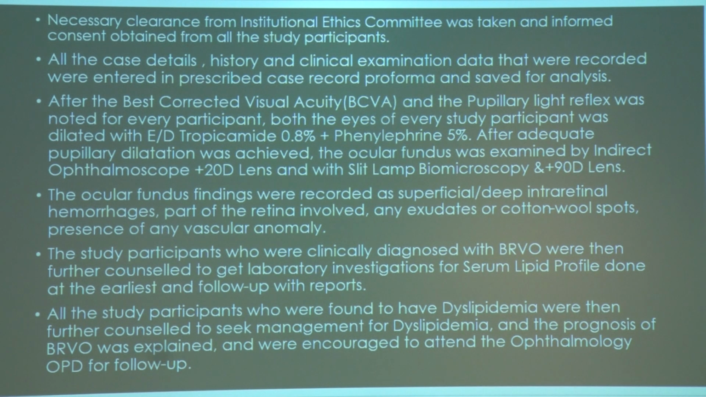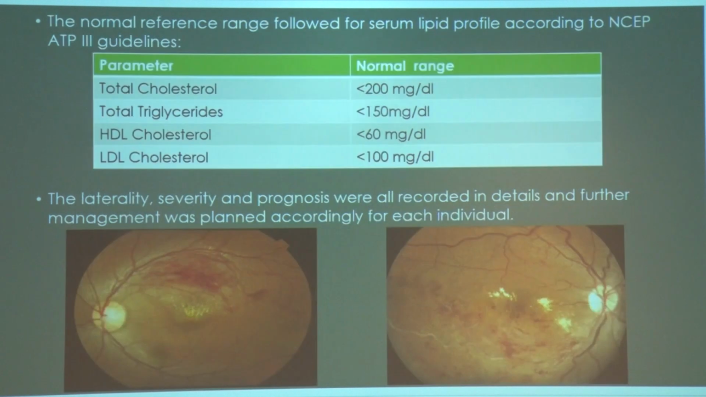The study participants who were diagnosed clinically with BRVO were further counseled to get a serum lipid profile done, and after they had their blood test done, if it was found to be positive for dyslipidemia, they were further asked to get management for the same. The normal reference guidelines used for serum lipid profile according to NCEP ATP3 guidelines are given here.